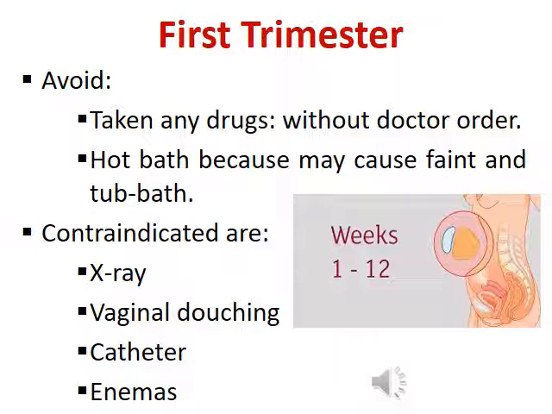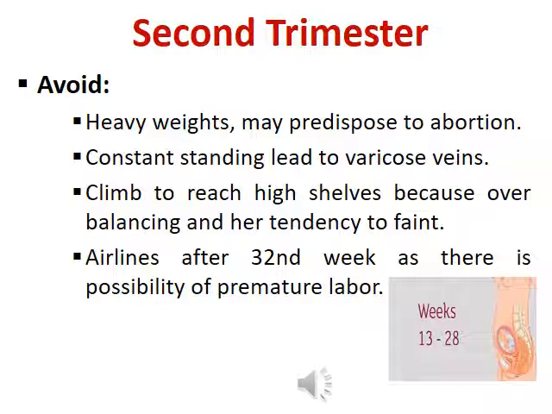Avoid hot baths because they may cause fainting, and tub baths. Contraindicated are X-ray, vaginal douching, catheter, enemas. Second trimester, avoid heavy weights, which may predispose to abortion. Constant standing leads to varicose veins. Avoid climbing to reach high shelves because of overbalancing and her tendency to faint. Avoid airlines after the 32nd week as there is possibility of premature labor.